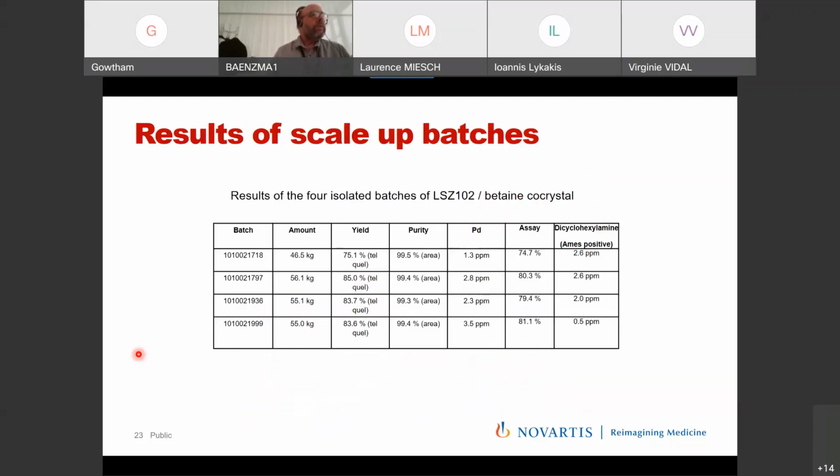And here were the results of the betaine co-crystals of 4 production batches. So on 45 to 55 kilos, the yield was between 75 and 85%, purity above 99%, palladium was below 5 ppm, and the dicyclohexylamine, which was Ames positive, was also below 5 ppm.